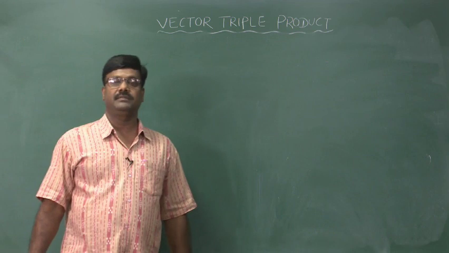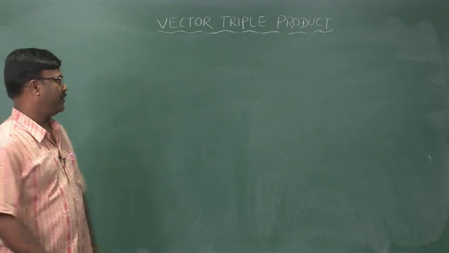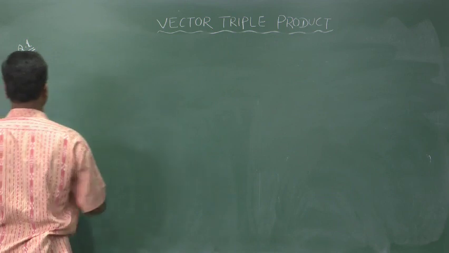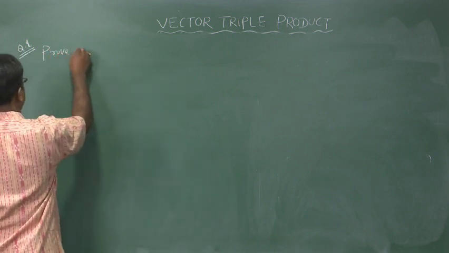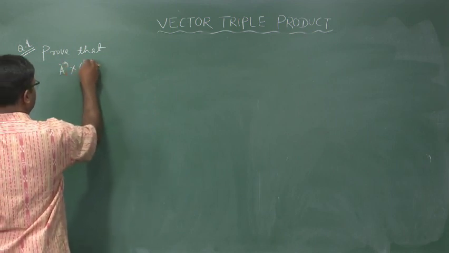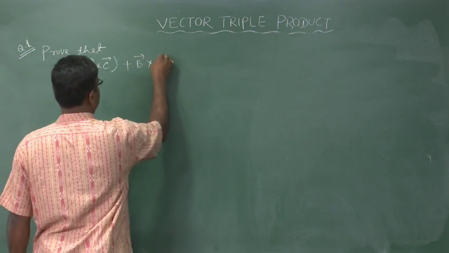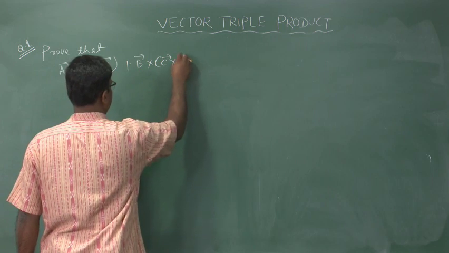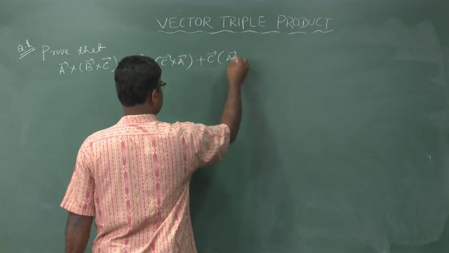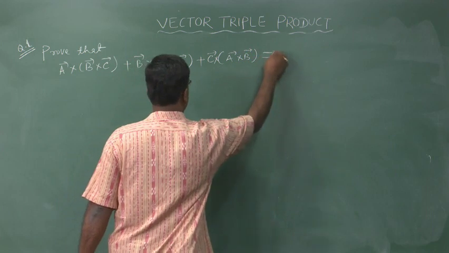Let us discuss some numericals relating to vector triple product. The common problem is: prove that A vector cross B cross C plus B vector cross C cross A plus C vector cross A cross B is equal to 0. Proof.